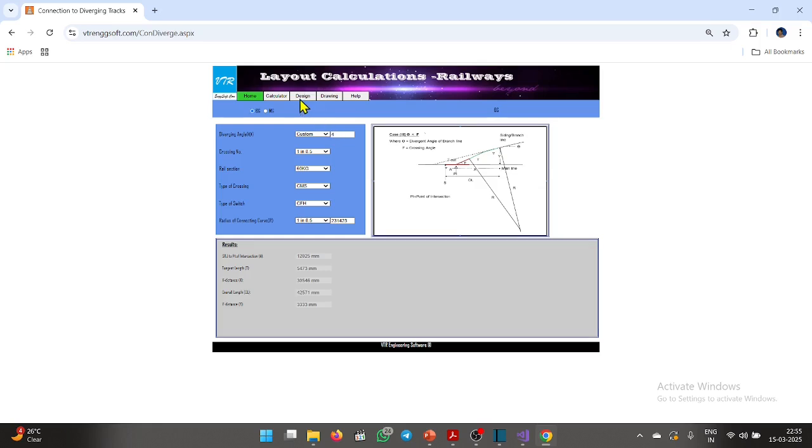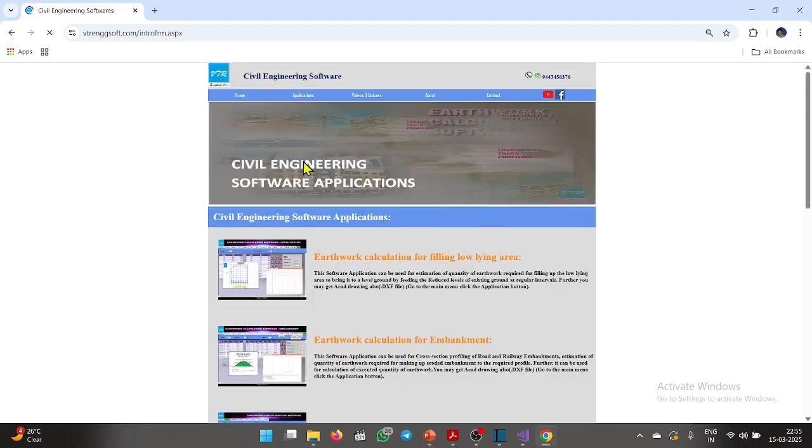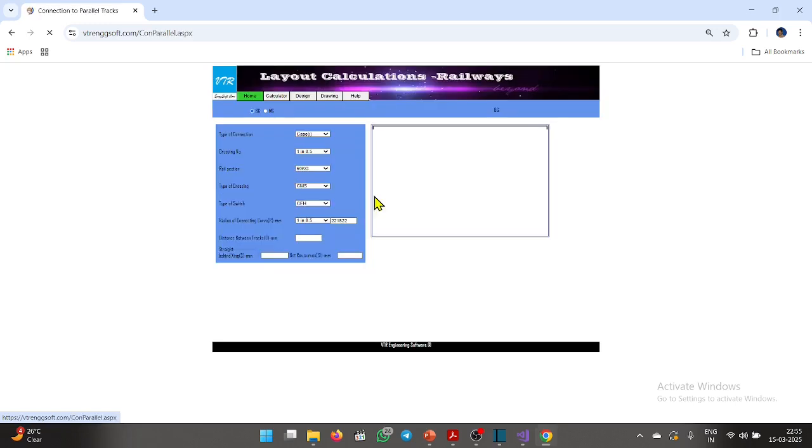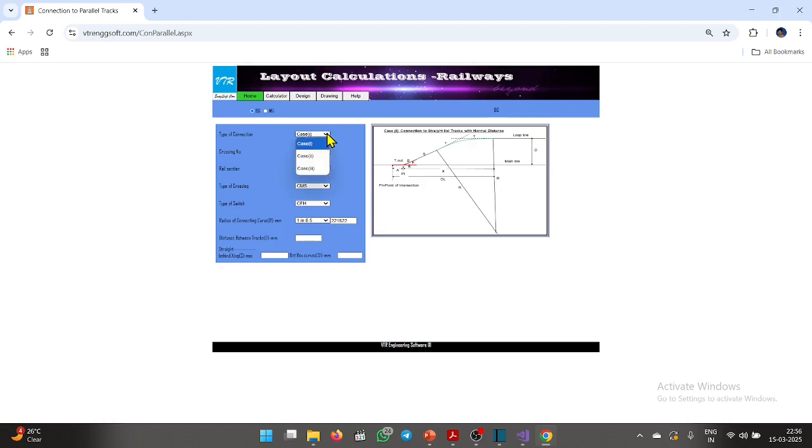So like that you can do it, and you can go to the other types also. Parallel track. So it's a normal track. Simply, we have a lot of cases, 3 cases are there. First case, case 1.